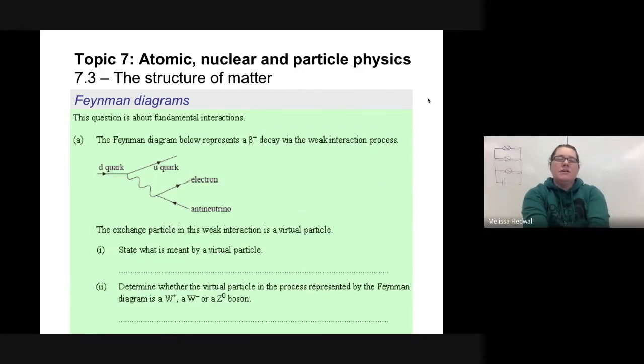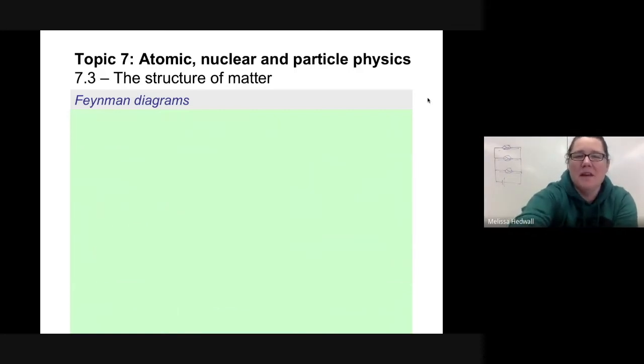All right, so a question that could occur, this is taken from one of the exams. It says the Feynman diagram below represents beta decay via the weak interaction process. And then it's asking, funny, I just said we don't have to do that part. I've never seen this part actually asked, but it says determine whether the virtual particle produced representing the Feynman diagram is W plus, W minus, or Z naught boson.